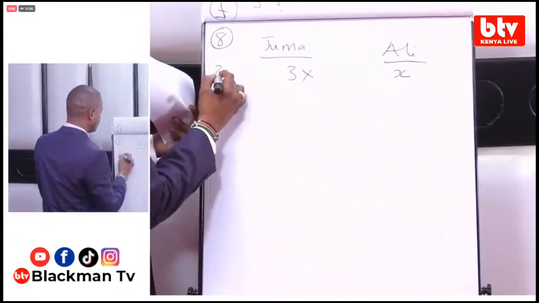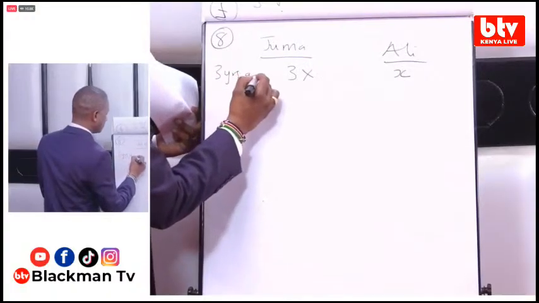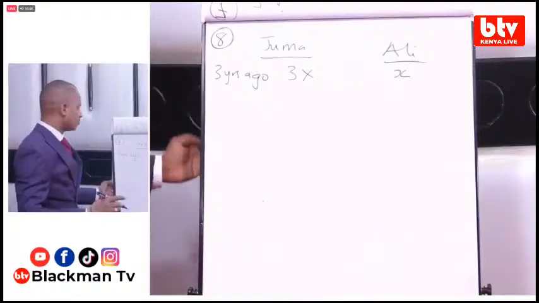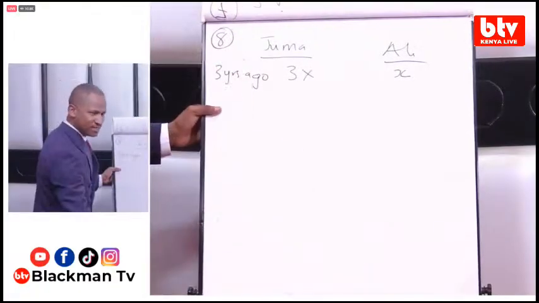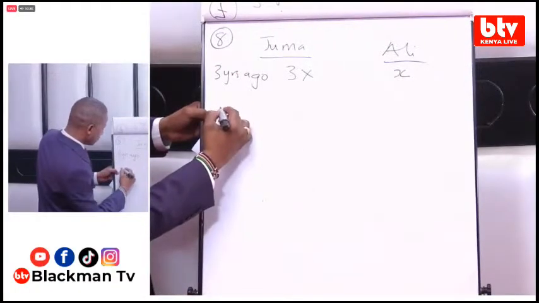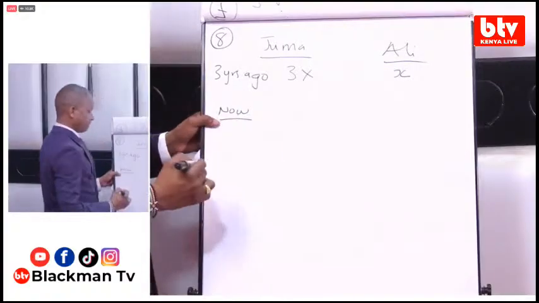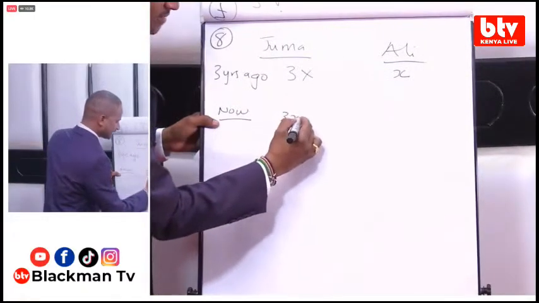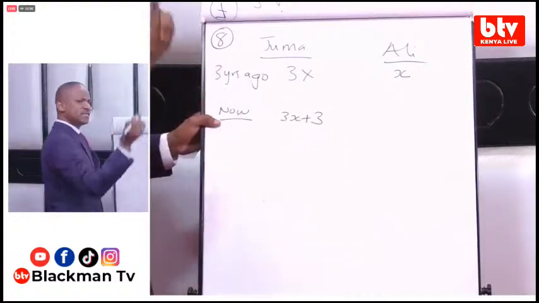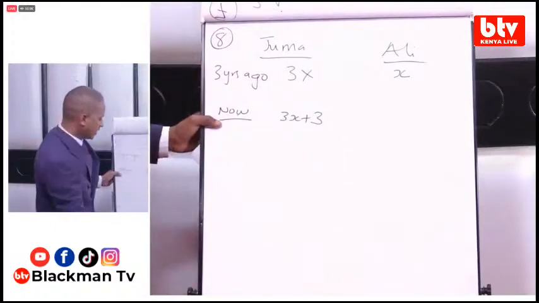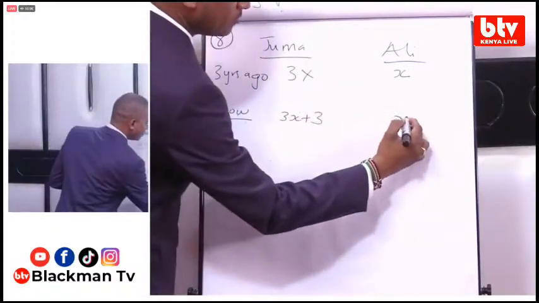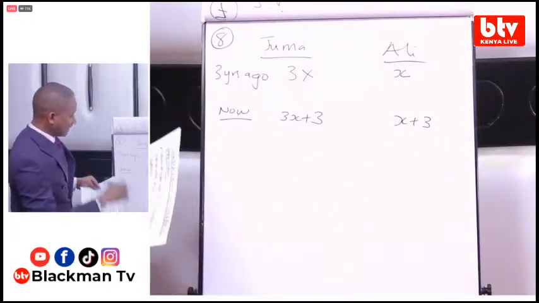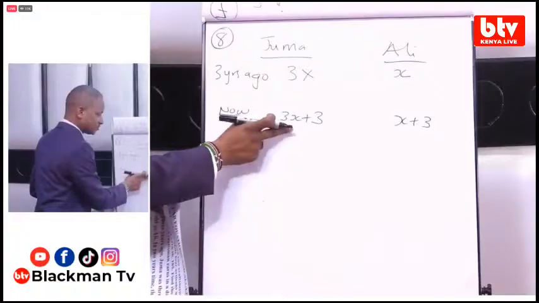This is 3 years ago. Now bring their ages to today. So now, Juma will be 3X plus 3, because that was 3 years. While Ali will be X plus 3. That is now. So we have moved from 3 years ago to now.